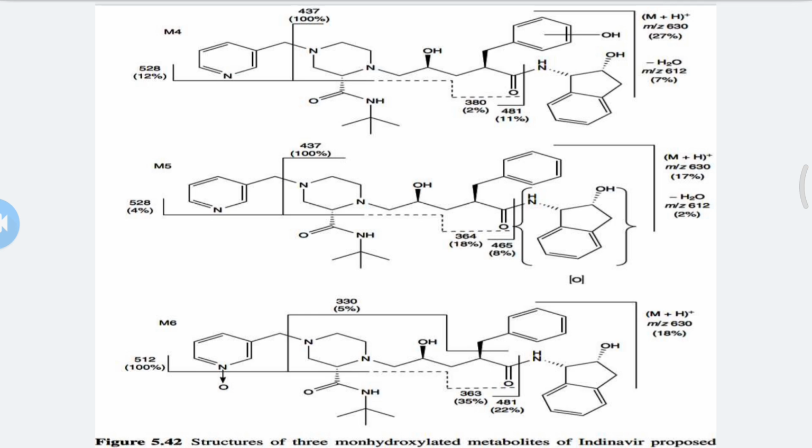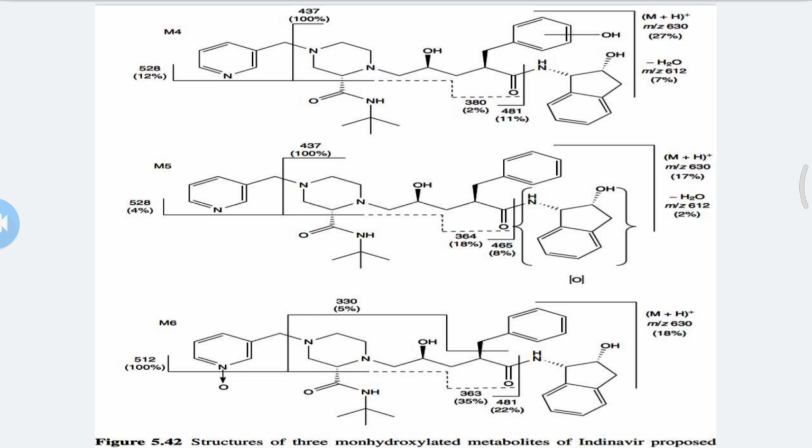Then the fragmentation series shown in M4 is such as 481, second 380, third 437, and fifth one is 528.